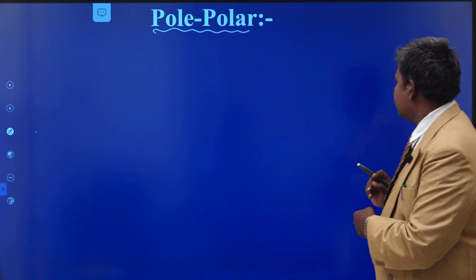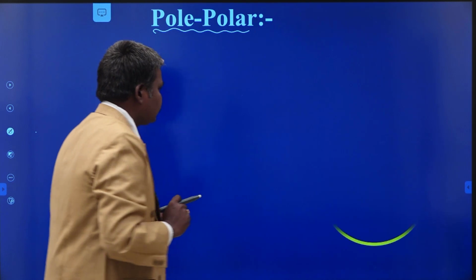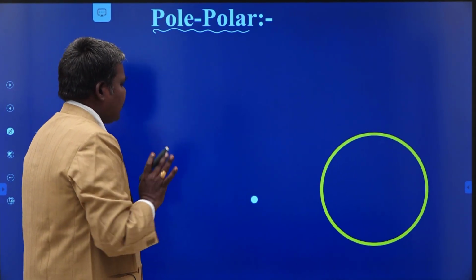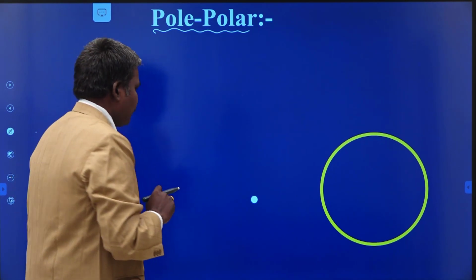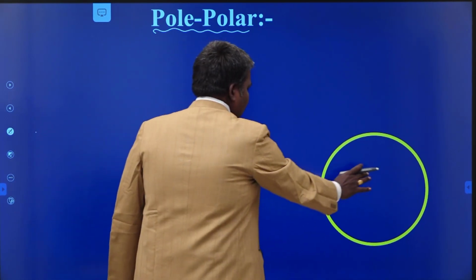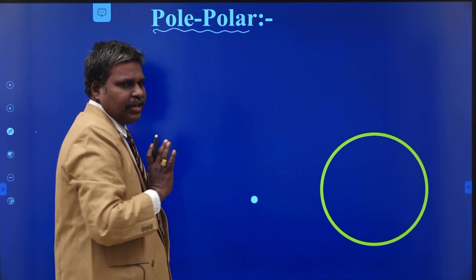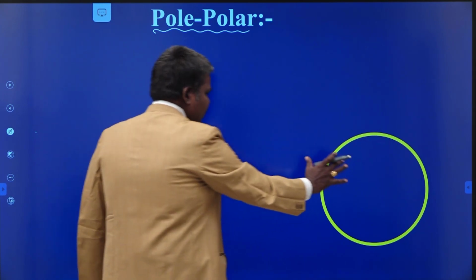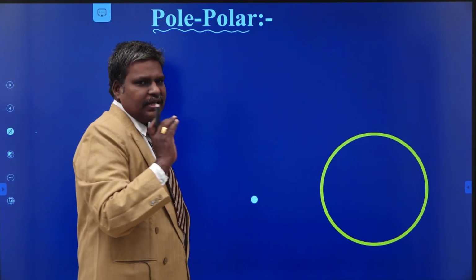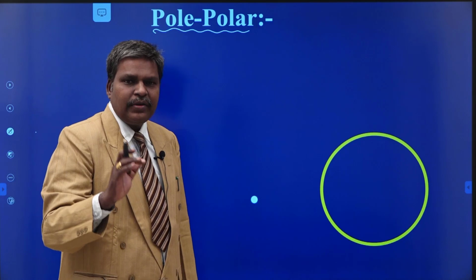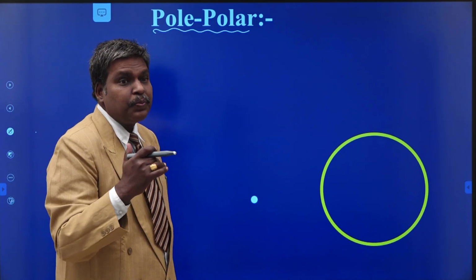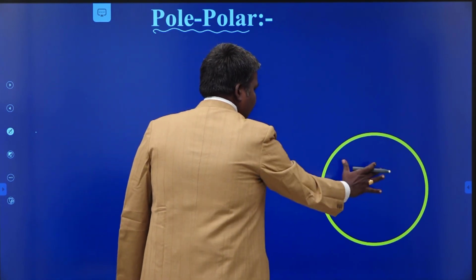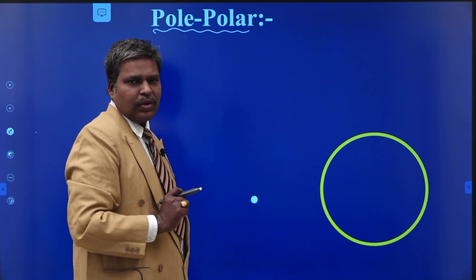Now consider a circle. This is any circle and this is any point in the plane of the circle. The point may be outside, inside or on the circle, whatever it may be. So I am going to define the polar for this point with respect to a circle. Polar is defined for a point with respect to a circle. Polar of a circle is meaningless. We are going to find it out.